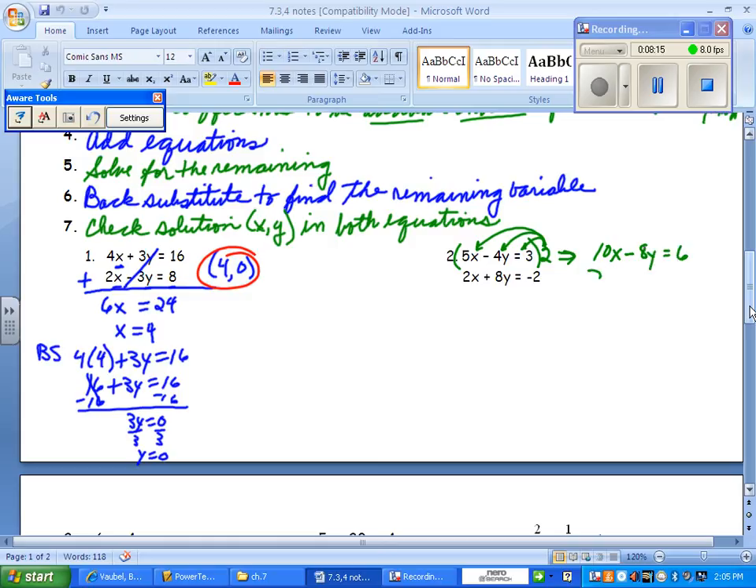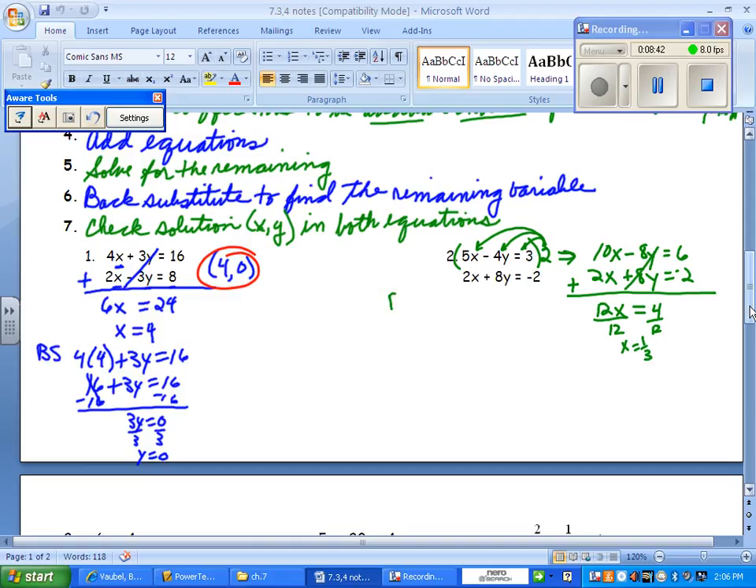The bottom equation just is a rewrite. But you see how the y's are additive inverses? Negative 8y, positive 8y. Those 8's are the coefficients and they're opposites. So add the equations up. You get 12x equals, the y's cancel, and then you have 4. Divide by 12, and x equals a 1/3.